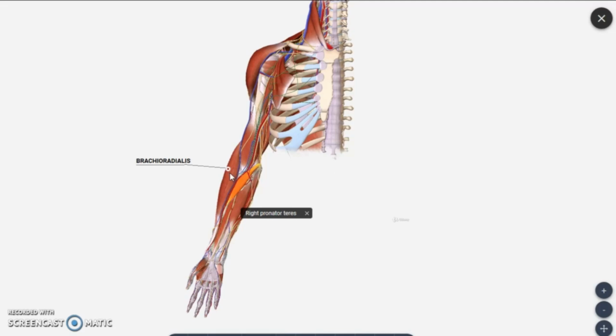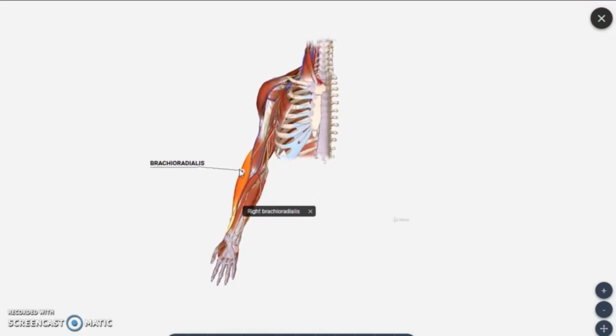And then here we will be having another muscle called brachioradialis, and the medial border of brachioradialis is going to form the lateral boundary for this cubital fossa. So that's all about the boundaries present medially and laterally.